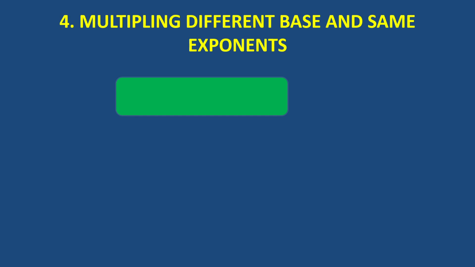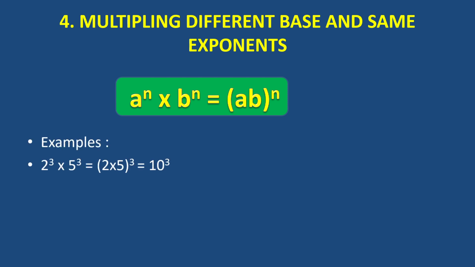Now, multiplying different bases with the same exponent. When the bases are different numbers and the exponents are the same, we multiply the bases a into b with the common exponent. For example, 2 cube into 5 cube. Here 2 and 5 are the bases and both are different, but the exponent 3 is common, so we multiply the bases with the same exponent.